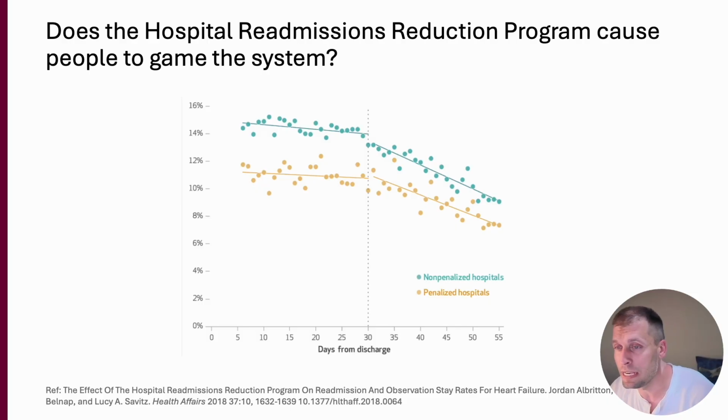And then what you see here is that after that 30-day mark, those numbers go way down. Okay, so this means that 55 days after the discharge, if the patient is readmitted, 92% of the time they say, yep, it's a readmission. Well, only 8% of the time they say it's for observation.